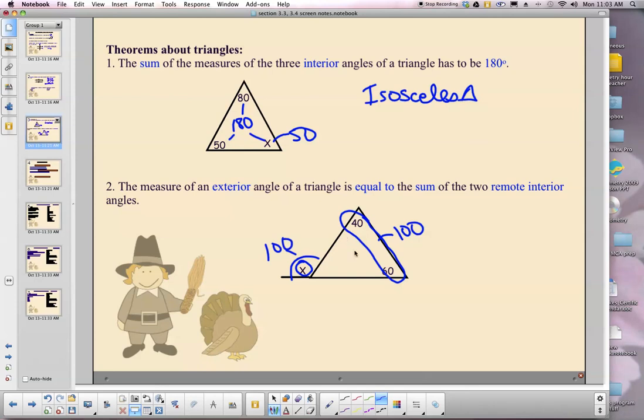The reason that that works is because the exterior and interior angle, notice they form a line. So these two are going to be supplementary. They're going to add up to 180. And we just learned in the last theorem that the three angles inside the triangle have to add up to 180. So if these two add up to 180, and this one plus these two have to add up to 180, this one has to be the same measure as the other two put together. That's how that works.